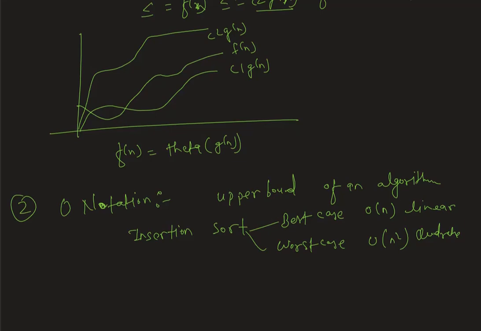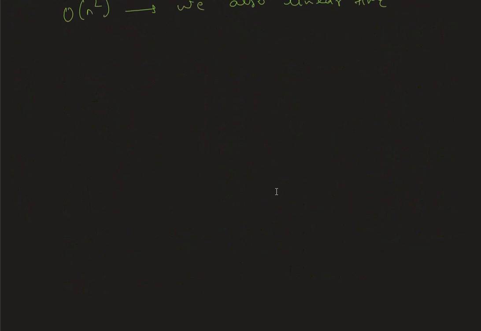So we can safely say that the time complexity of insertion sort is big O of n square. Note the big O of n square also covers linear time. In big O of n square, we also have linear time. If we use big O notation to represent time complexity of insertion sort, we have to use two statements for best and worst case.